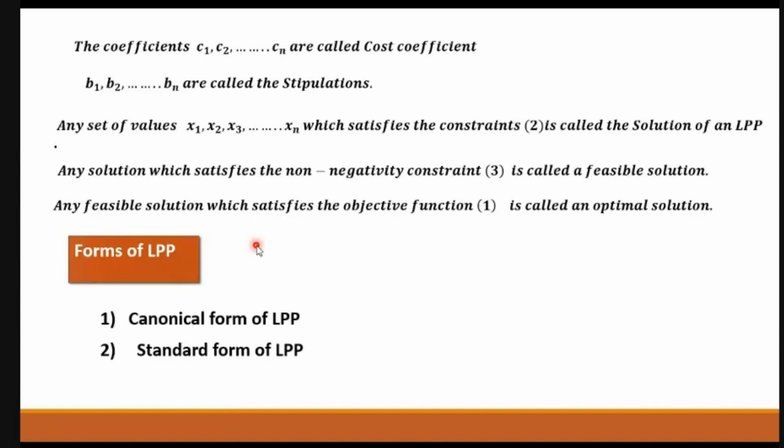First, I gave you the general form of an LPP. You will have an objective function, you will have a constraint, and then you have a non-negativity constraint. If any set of values satisfying equation 2 is called as solution, satisfying equation 3 is called as feasible, and any feasible solution which maximizes or minimizes the objective function is called as the optimal solution. Two types of LPP, canonical form and standard form. So we will see what are canonical form and standard form.